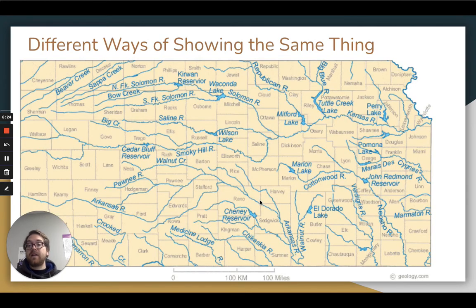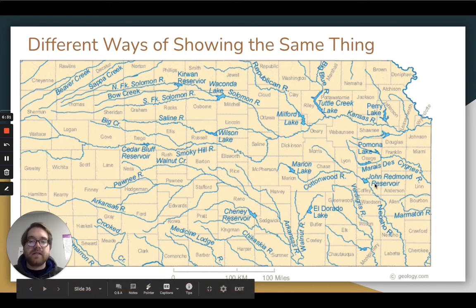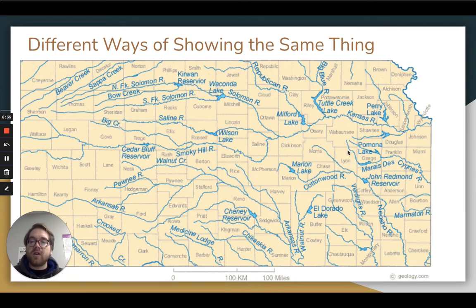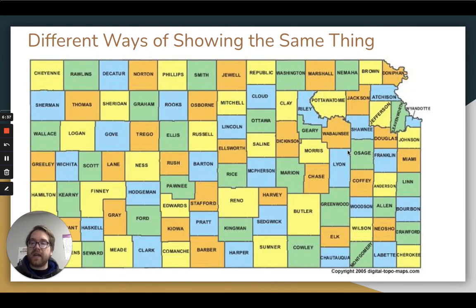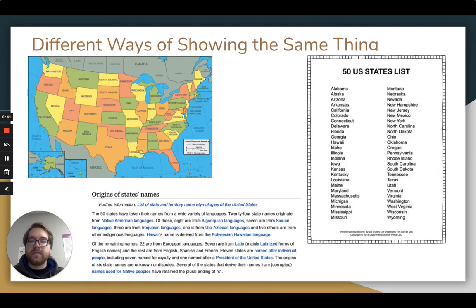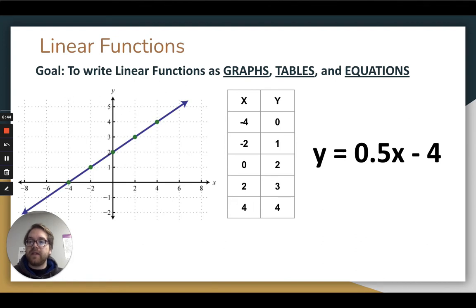Or I could look at it with all of the major rivers and lakes and streams that run through Kansas and the counties that they go through, and where they are in relation to each other. So in all three of these, it's showing you the map of Kansas. But it's showing you in a different way, and it's giving you different information. That's the same thing here.